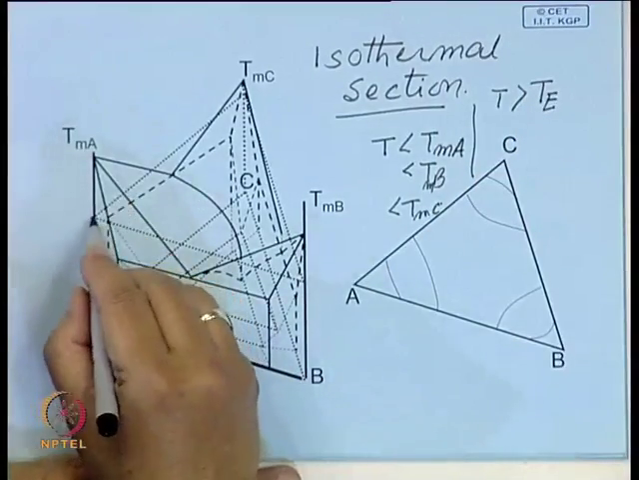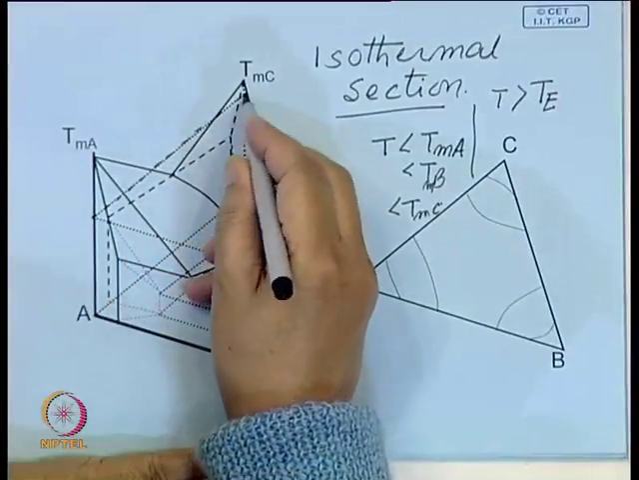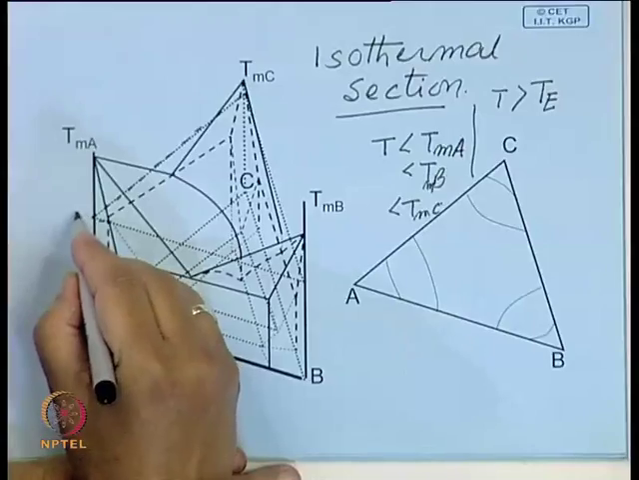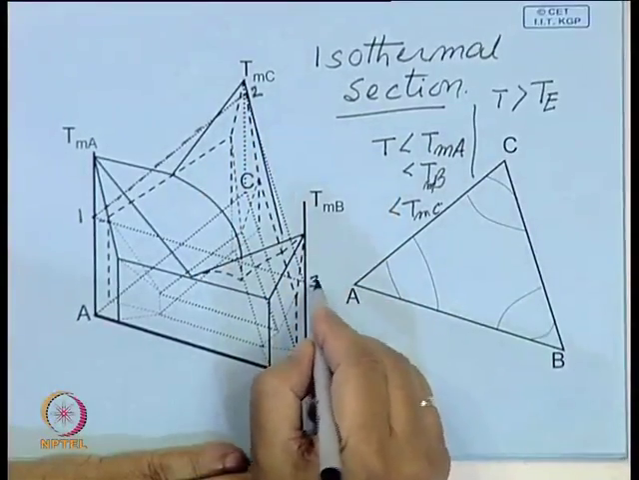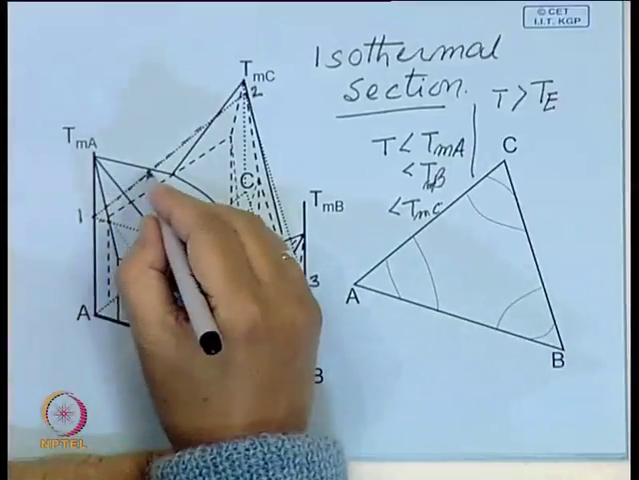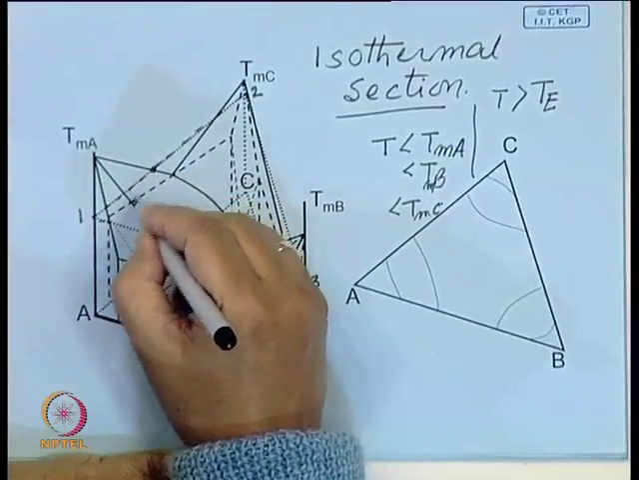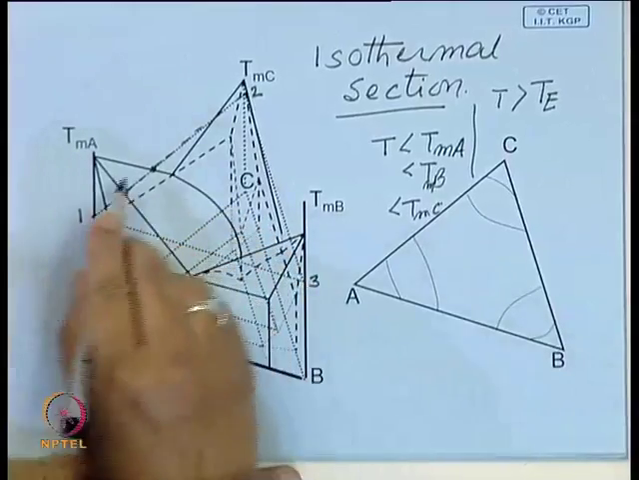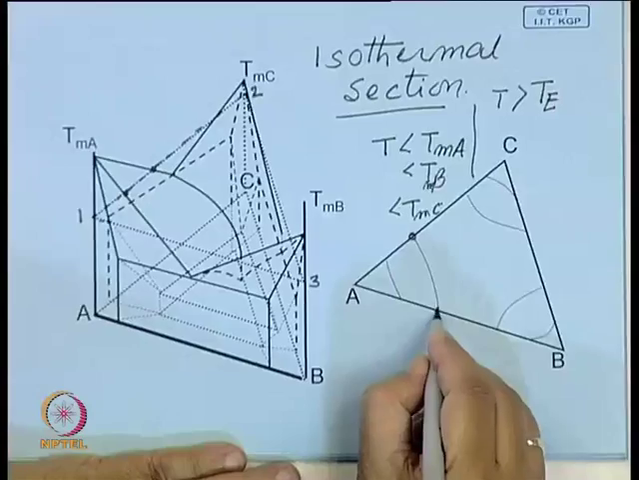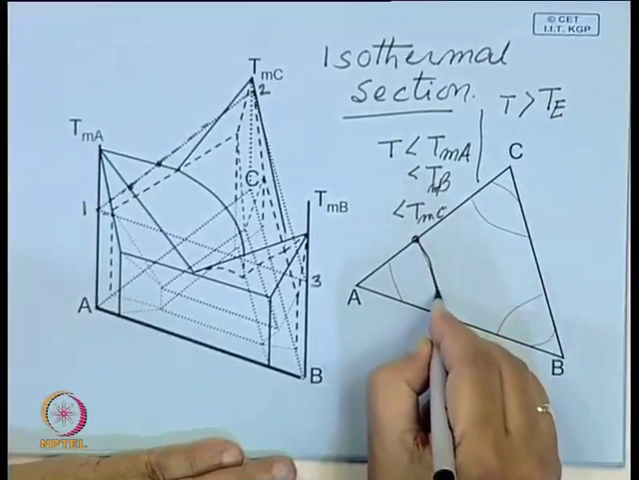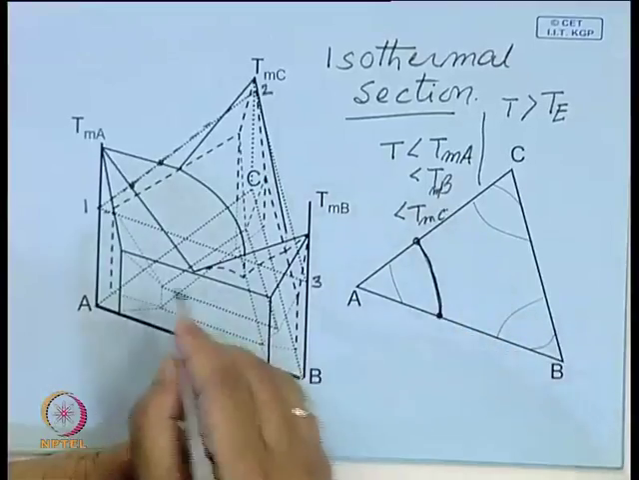Now, in that case, say this is the plane which is drawn. So, this is 1, this is 2, this is 3. Here you can see this plane will intersect this line somewhere here. So, this is the liquidus line. This is one point, this is one point. So, this is the liquidus line.